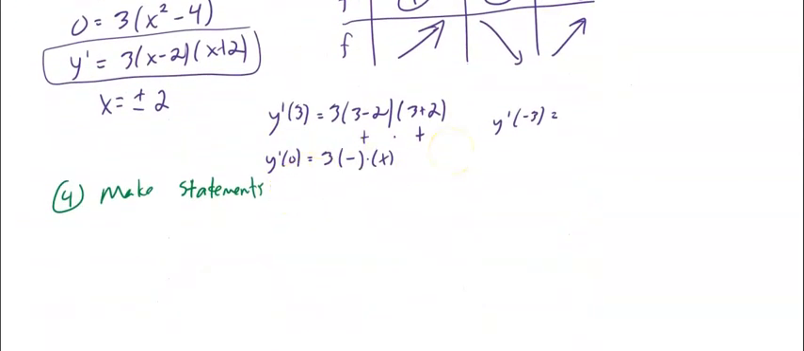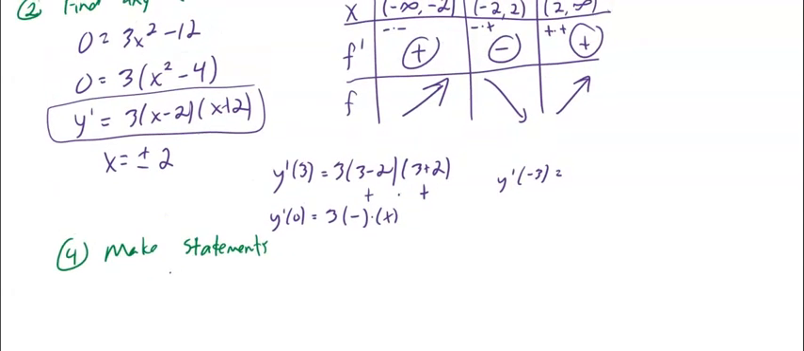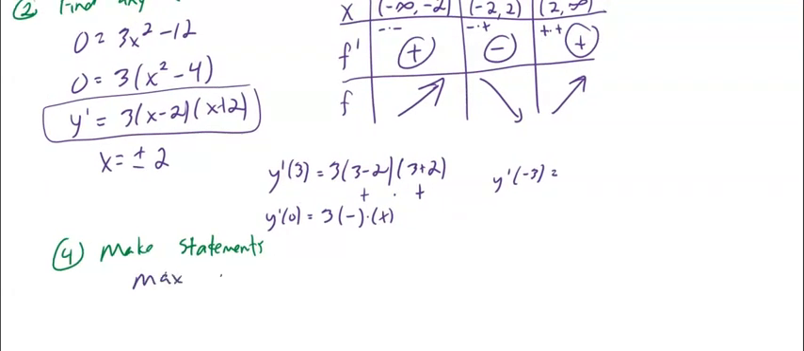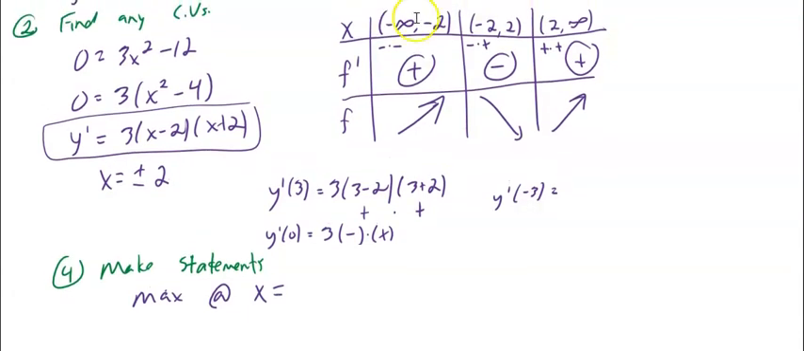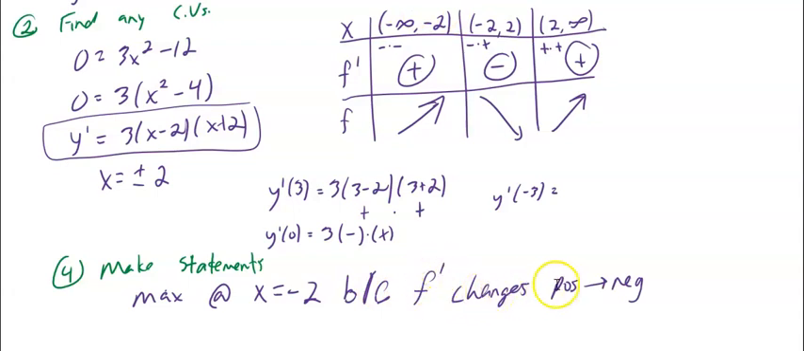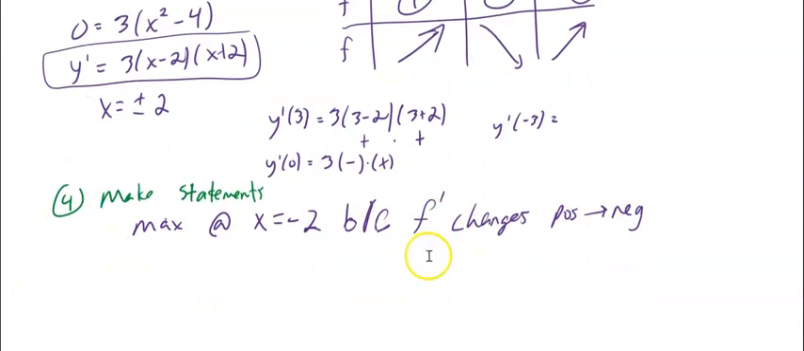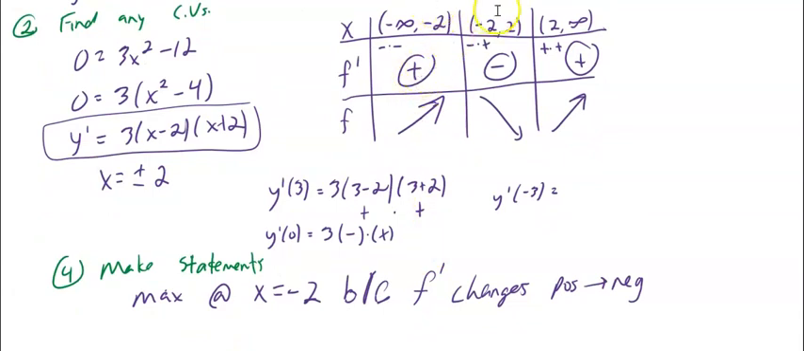So I need to write out, we'll start with the first one, max at x equals, what was the transition value? Negative 2. Because f prime changes from positive to negative. And you can write it like this, and the AP will accept it. All right, so I get a max at negative 2.